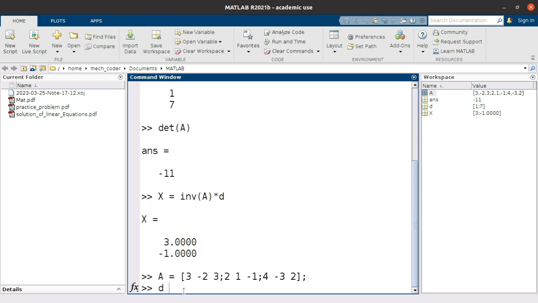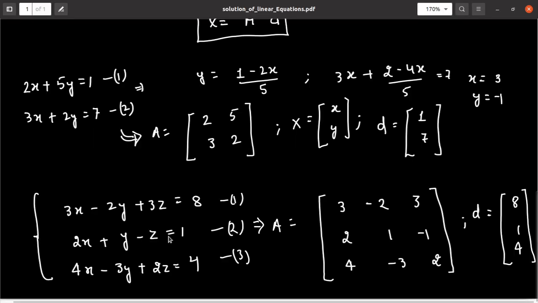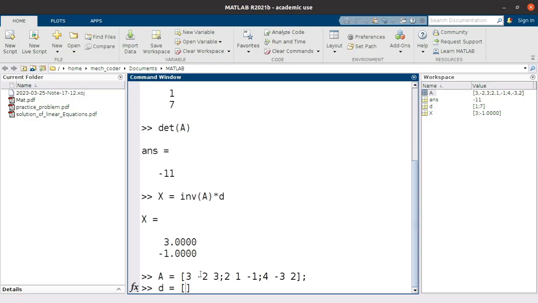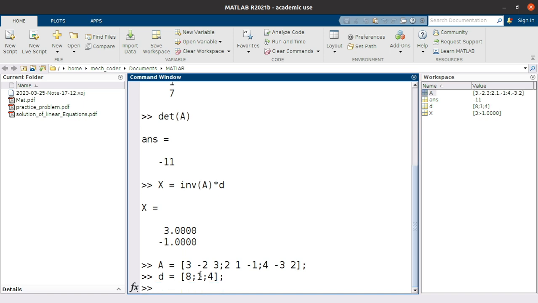Next I'm going to create a vector D which contains the elements from the right hand side of these equations, so 8, 1 and 4, which is going to be placed in a column vector. So 8, 1, and then 4. Before I press the enter key, I will use a semicolon outside of that, so I don't display the result in the command window. Now we have matrix A and we have column vector D.